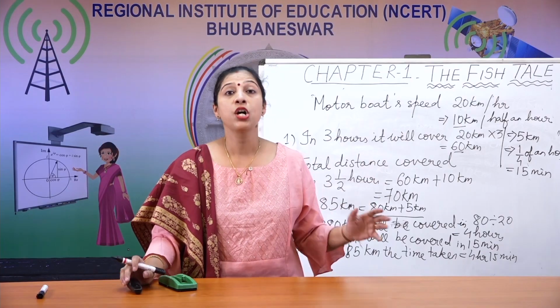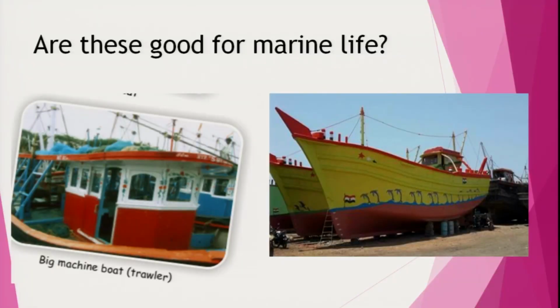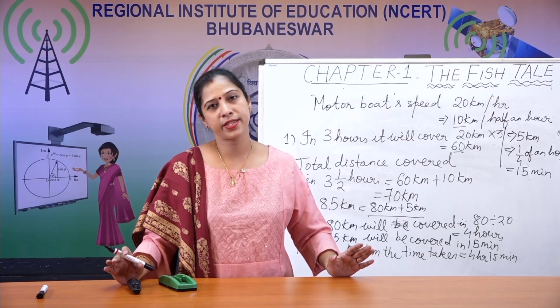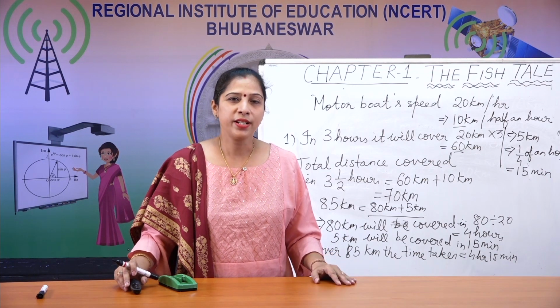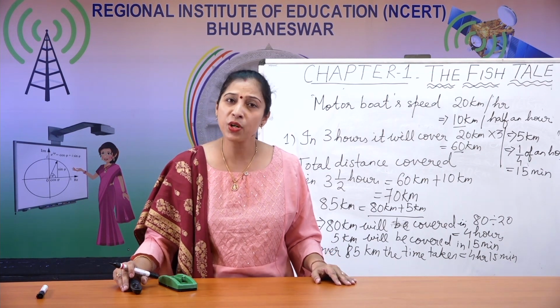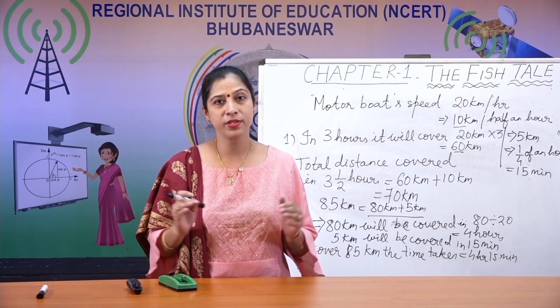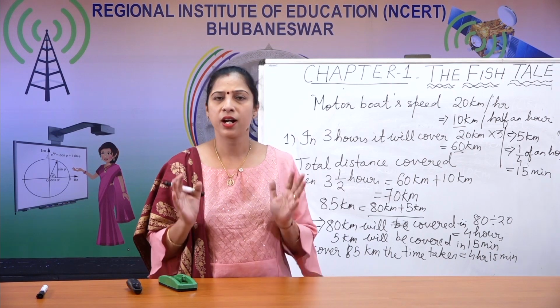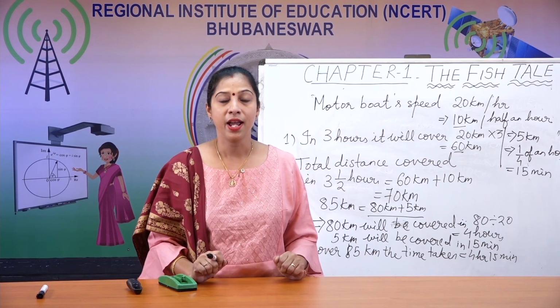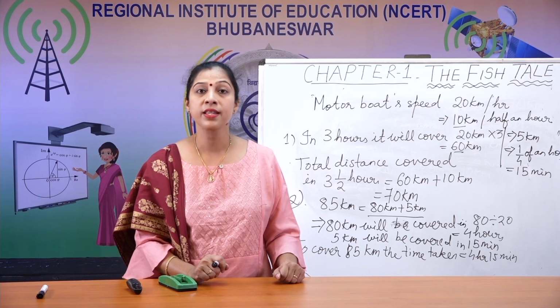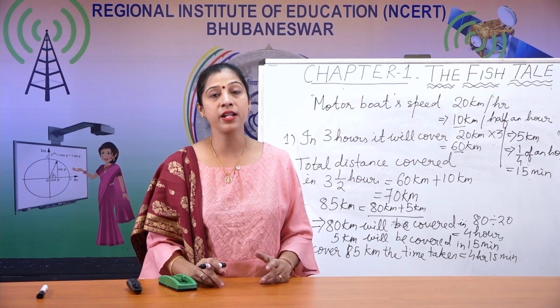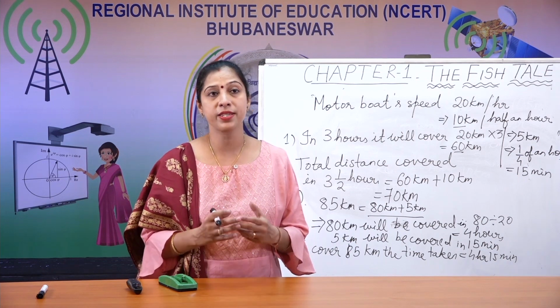These are the big trawlers. They are called big machine boats or trawlers. They are very big in size. They can stay inside the sea for a longer time and they catch a lot of fish at one point of time. Now children, it is creating a problem for the poor fisherman who can only use a logboat, because the fisherman who uses a logboat can only catch a small amount of fish at a time, and they are very considerate also because they think of the sea as their God. They worship the sea as God.